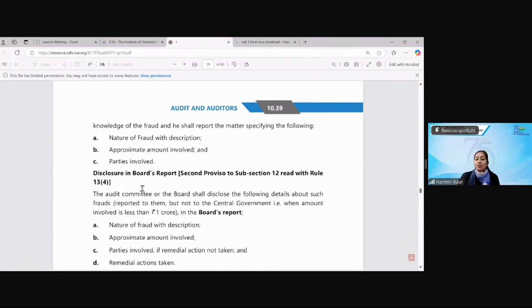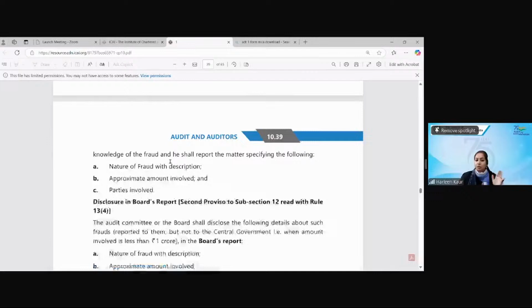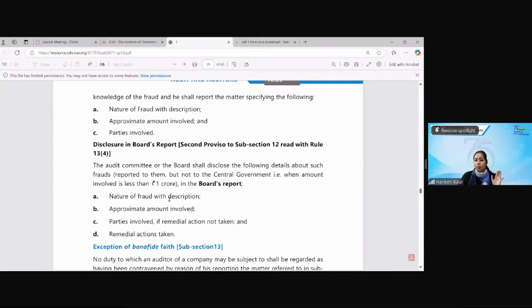Also, a disclosure has to be given in the board's report. Now, when the amount is less than 1 crore, then you have to mention in the board's report also that this was the nature of fraud, this was the amount involved, and the parties involved, if remedial action not taken, and what are the actions taken. So this is specifically the case where the fraud involved is less than 1 crore. You will simply mention to the board of directors, and board will take care about all these things, and they will state this in the board's report.